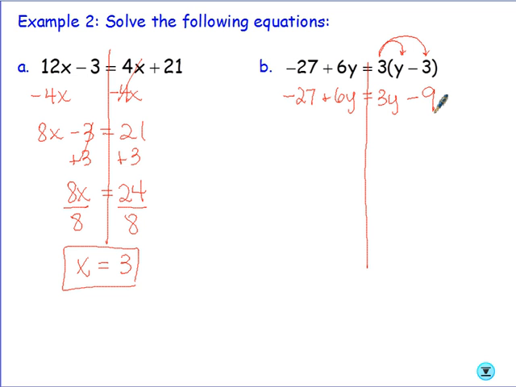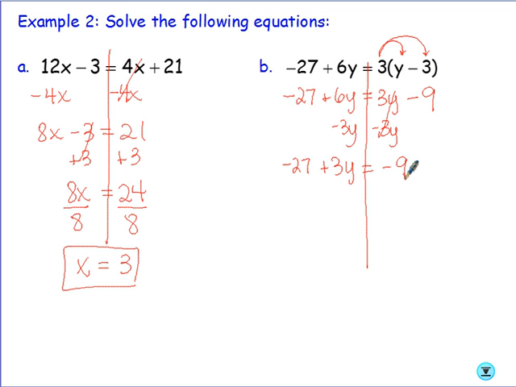So now, this problem should look exactly like part A. So go ahead and pause the video for a moment. Finish working through this, and then unpause, and we'll go through it. Okay, so hopefully you had a chance to finish this problem. At this point, we need to move one of the y's. So I'm going to subtract 3y from both sides. That leaves me with negative 27 plus 3y equals, don't lose that negative, that's a negative 9.